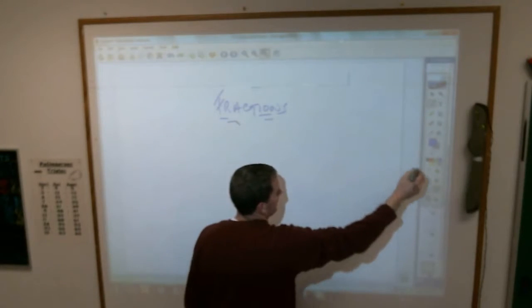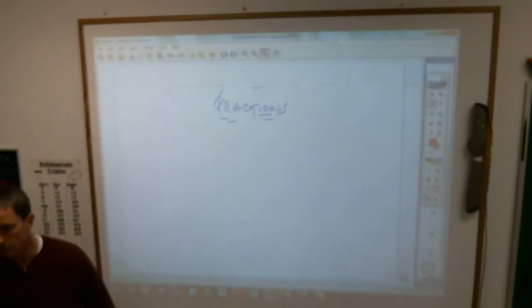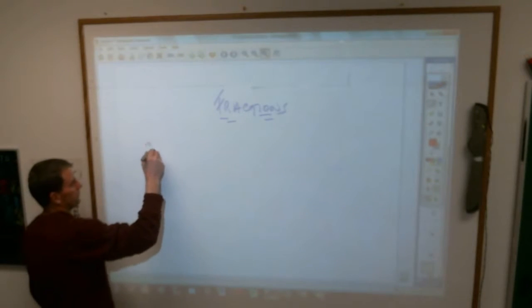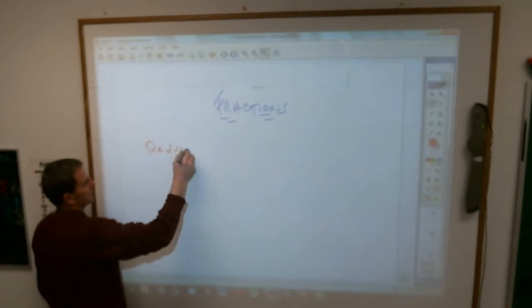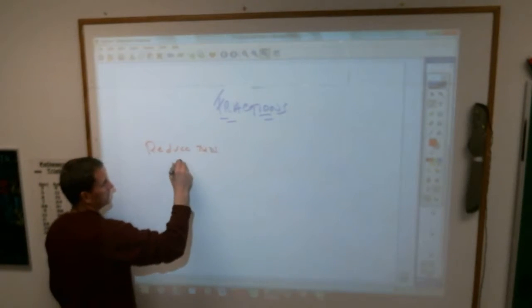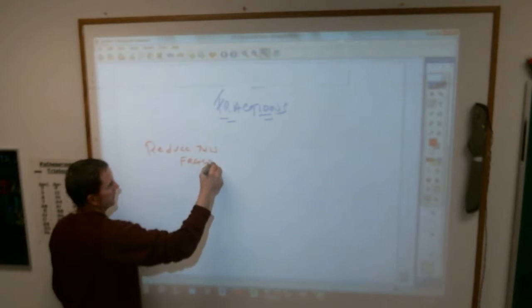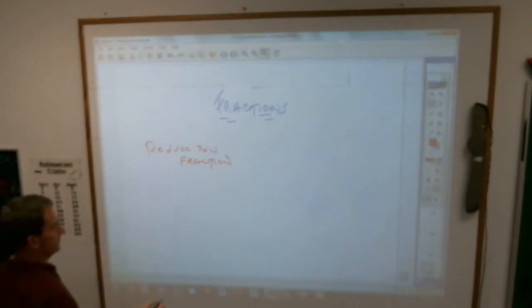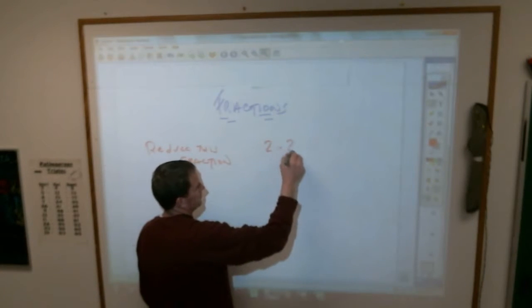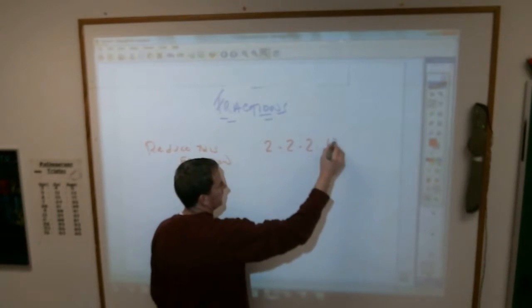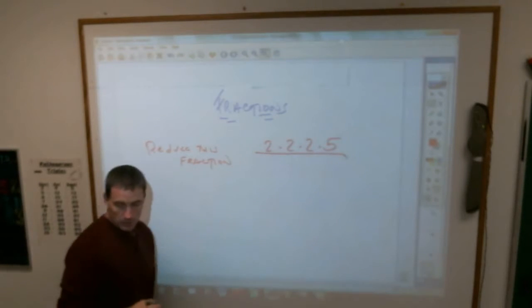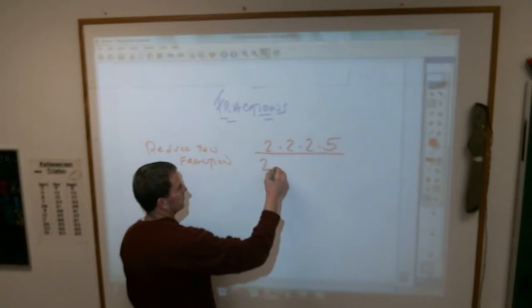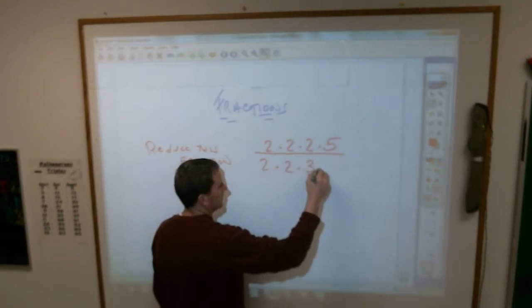Couple different things under fractions, and the first one is when you see this, reduce. The book will give you this direction, reduce this fraction, and then they give you 2 times 2 times 2 times 5 over 2 times 2 times 3 times 5.